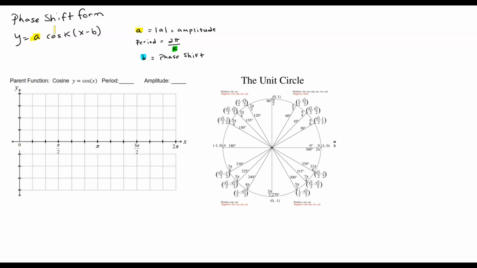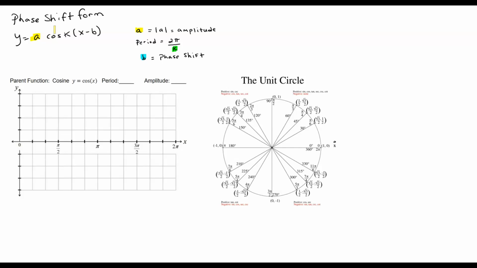We always think about the amplitude in terms of a positive value, so we take the absolute value of whatever the amplitude is to determine how far it stretches or shrinks. But the negative sign will tell us or indicate that it is a reflection.